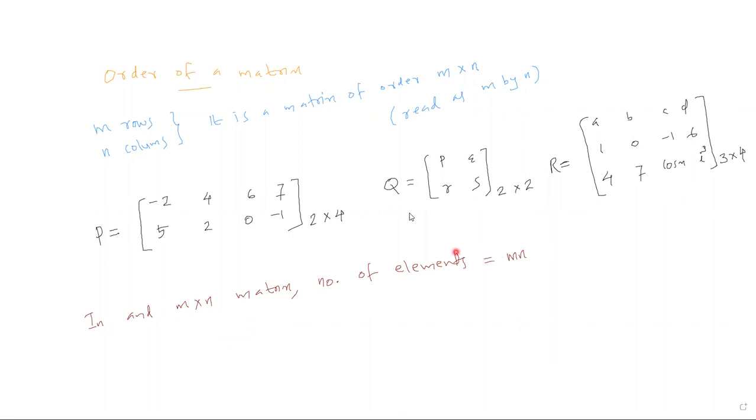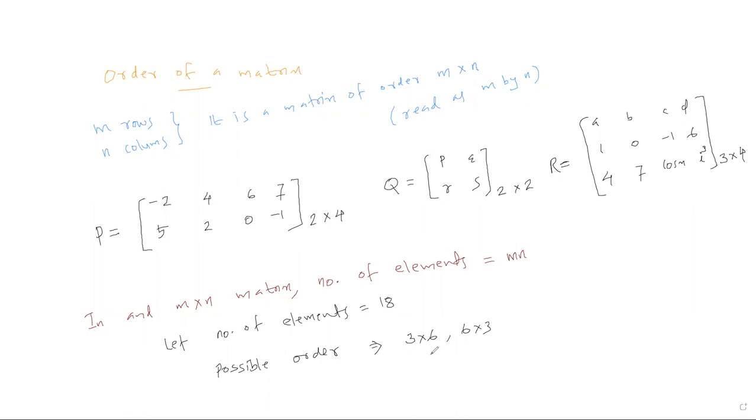Now I will ask you one thing. Suppose the number of elements is equal to 18. So what is the order of that matrix? 3 by 6. It can be 3 by 6. 6 by 3, why not? 6 by 3 is also possible, because these two are different.